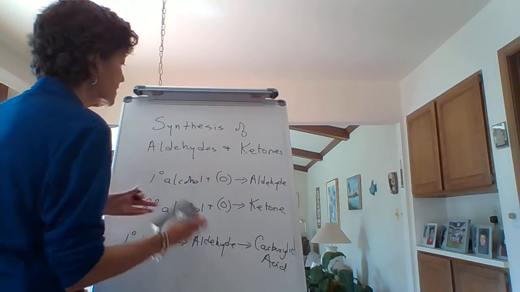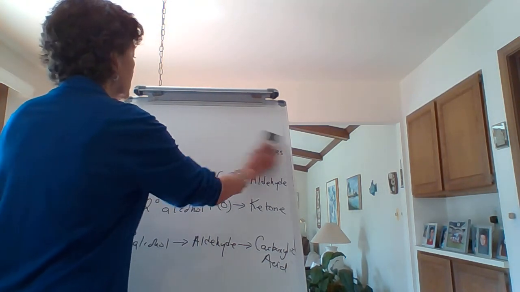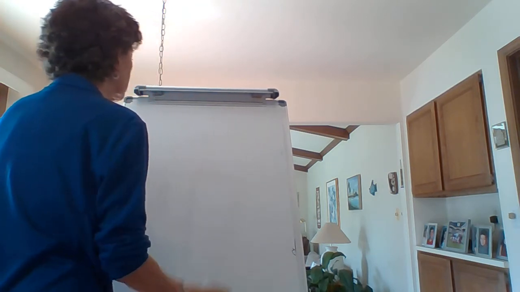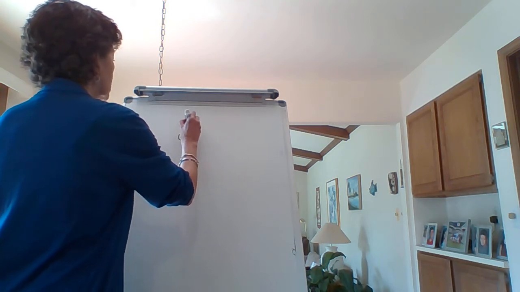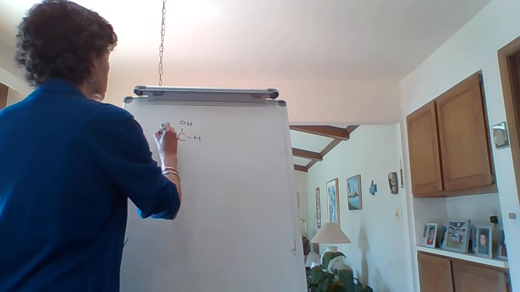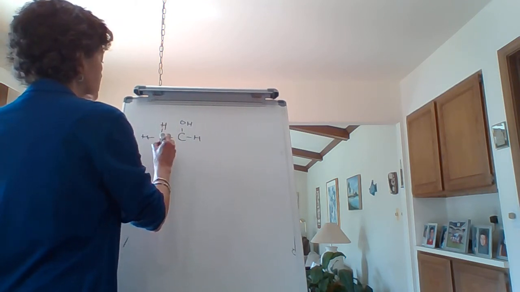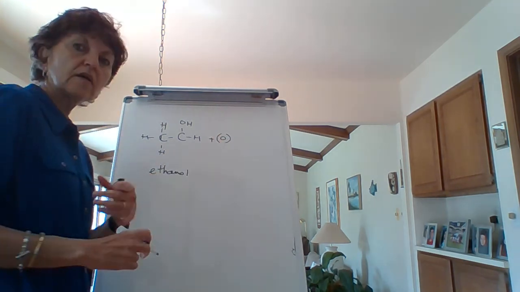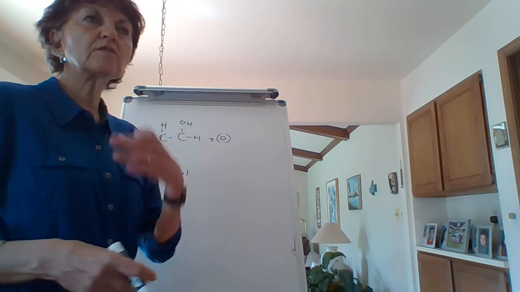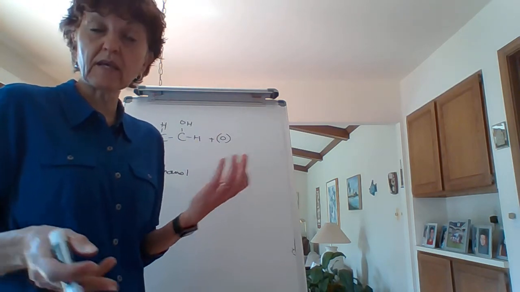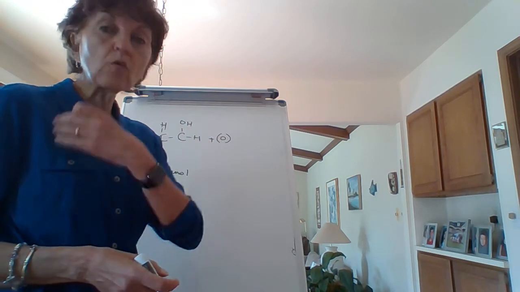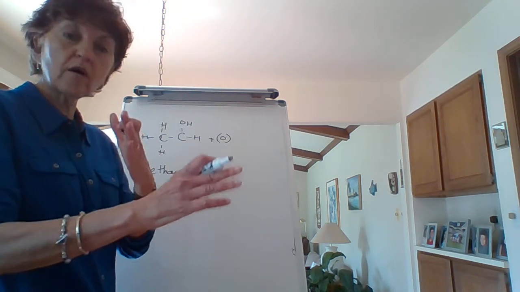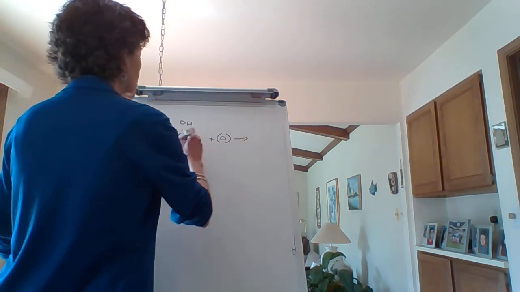Now, let's see what this looks like. You remember from our last video what a primary alcohol is and what a secondary alcohol is. Here's your primary alcohol. So this is ethanol, and some oxidizing agent, anything: Tollens, Fehling's, Benedict's, potassium permanganate, sodium dichromate, chromic acid, whatever oxidizing agent. In organic, we're just going to put it as an O in parentheses to say some oxidizing agent.